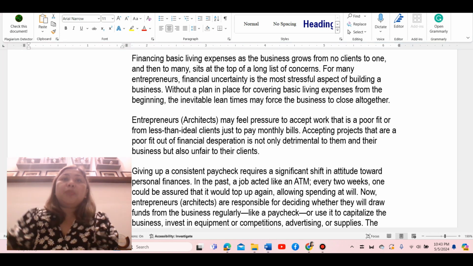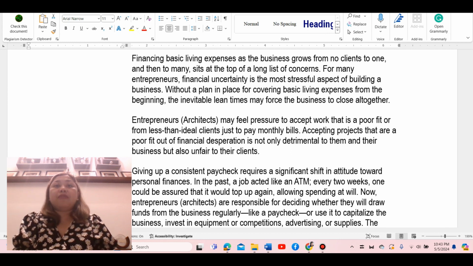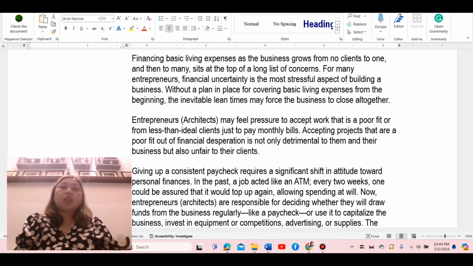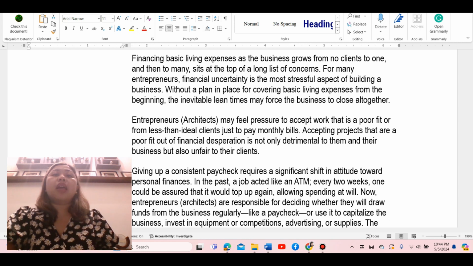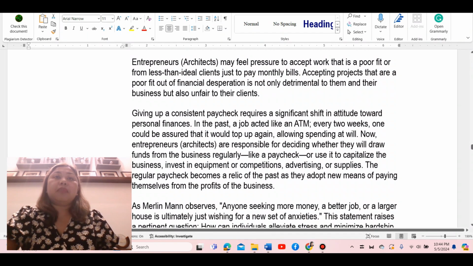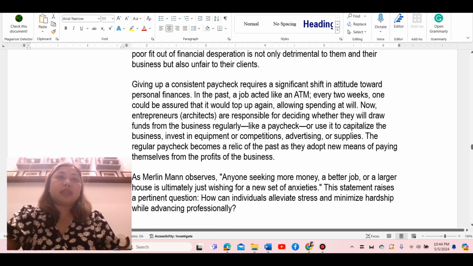altogether. Entrepreneurs, such as architects, may feel pressure to accept work that is a poor fit or less than ideal clients just to pay monthly bills. Accepting projects that are a poor fit out of financial desperation is not only detrimental to them and their business, but also unfair to the clients.